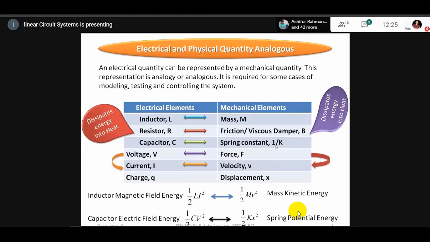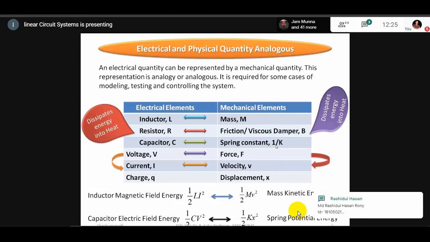Now think about velocity. What is velocity? Velocity is defined as the movement or displacement per second, right? That means dx by dt. Velocity is dx by dt, and current is dq by dt. Understand? Clear?